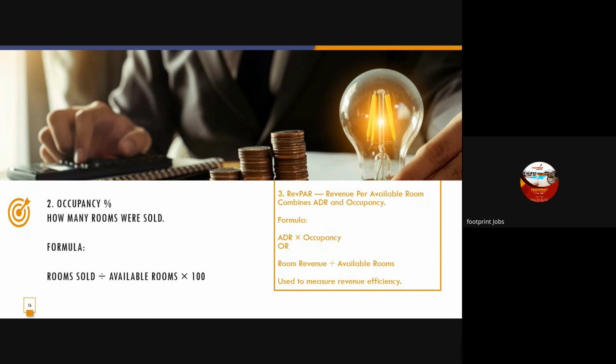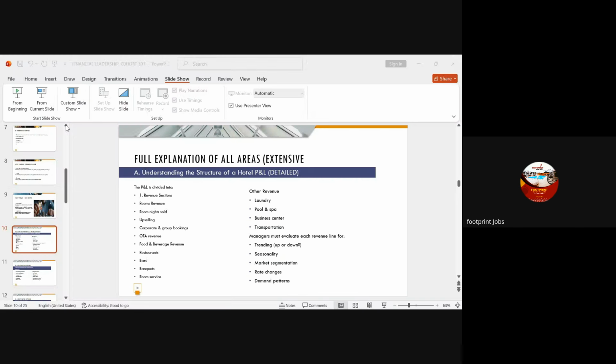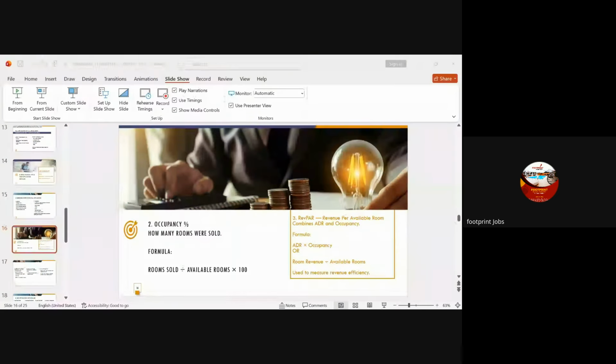Now, I will quickly jump to RevPAR. RevPAR is simply revenue per available room. Interestingly, most of us have been using these terms.